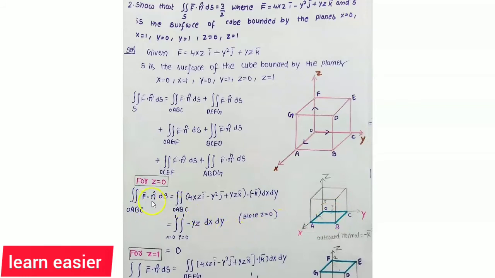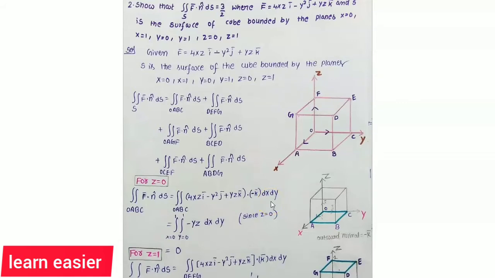Now we have to calculate the surface integral for this plane, that is the surface integral of f bar dot n cap dS. So f bar is 4xz i bar minus y square j bar plus yz k bar, which is given in the question, dot n cap. So here n cap is minus k bar. Why? Because what is n cap? n cap is the unit normal vector.